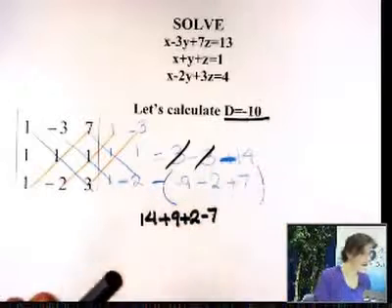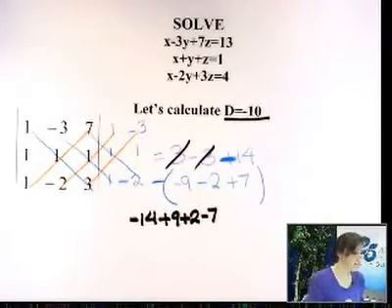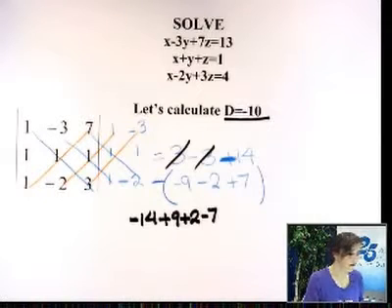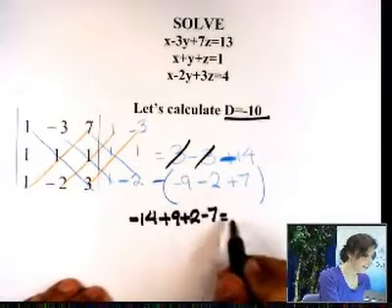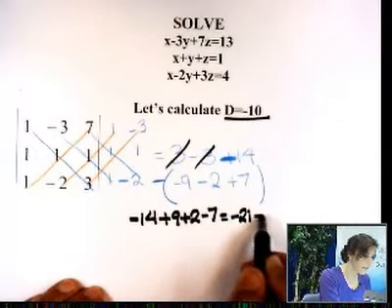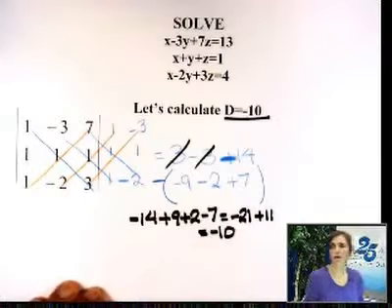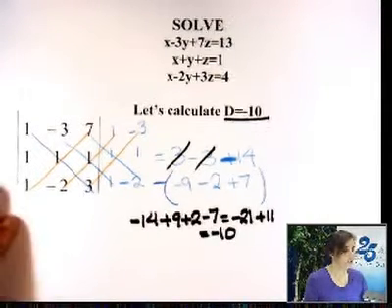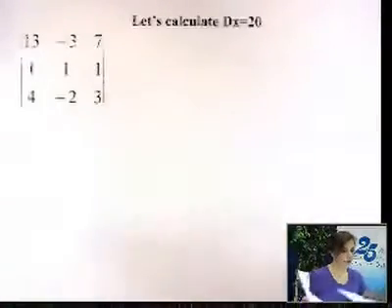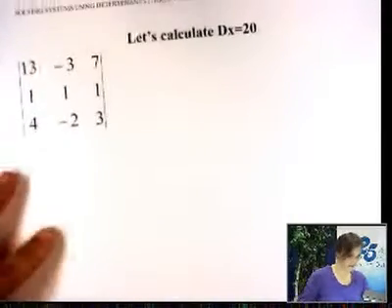All right. Okay, so here it is. Negative 14. All right. Negative 14, negative 7, that's negative 21, plus 11, and that turns out to be negative 10. Very good. Okay. Now, this is D. Now I'm going to go do dx.